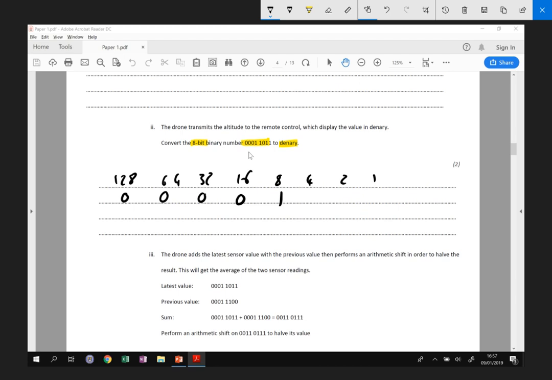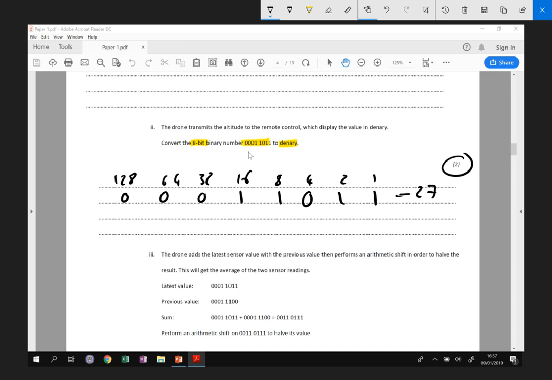So 3 zeros, then a 1, 0, 1, 1. Then it's like what we had to do to test the last section. So we just add all of the numbers where we have a 1 underneath. So 16 plus 8 plus 2 plus 1, add all those together and we've got 27.